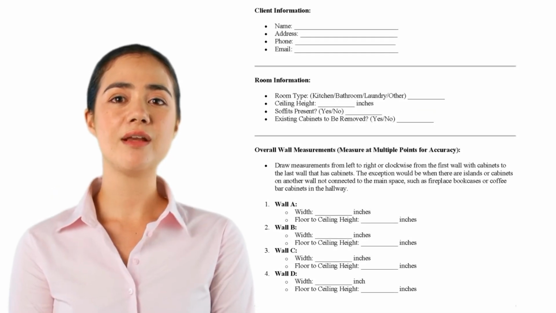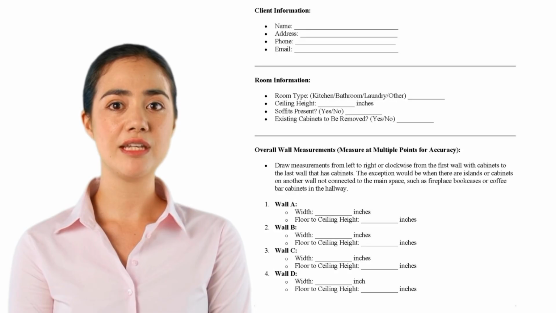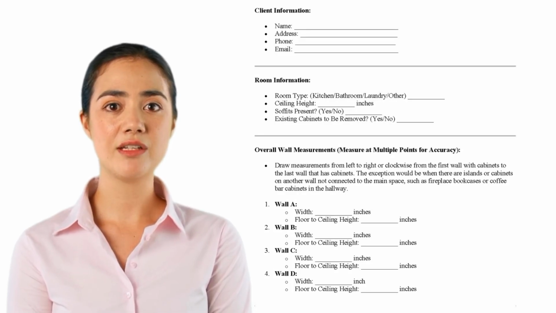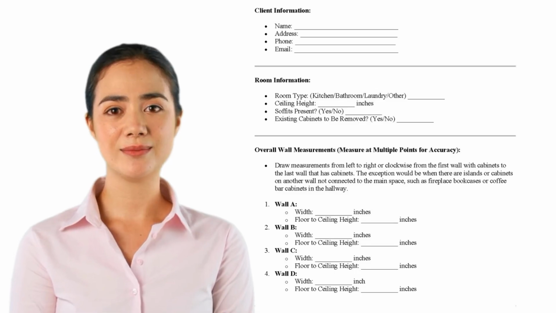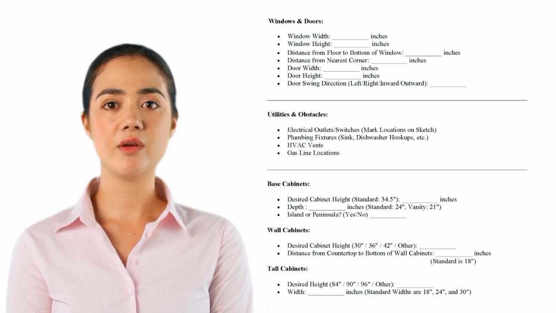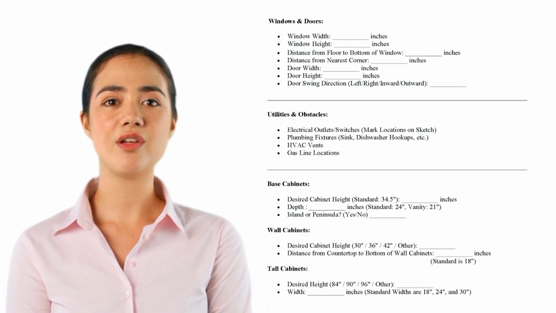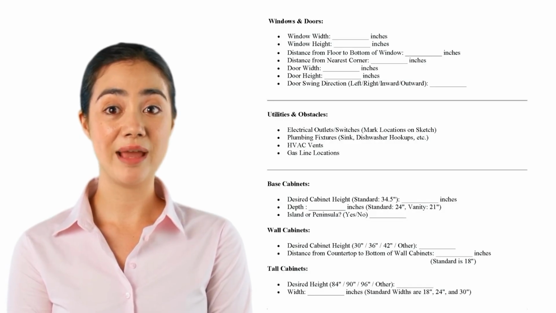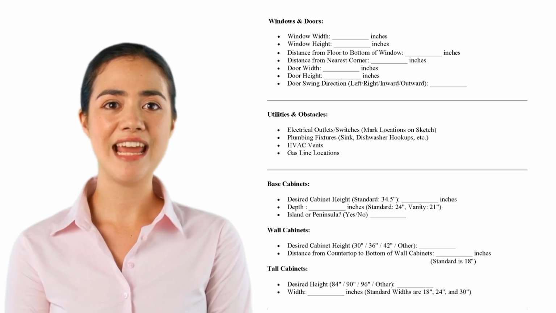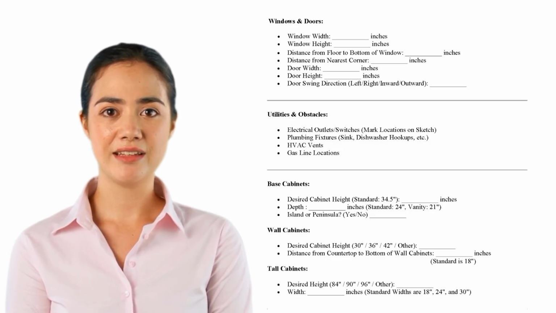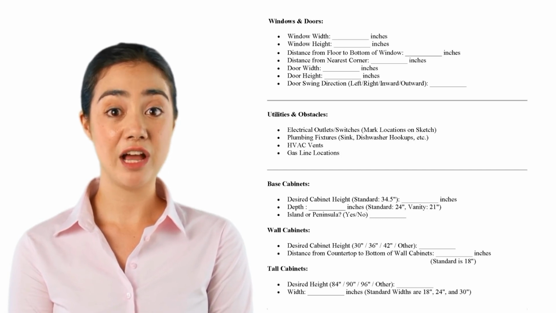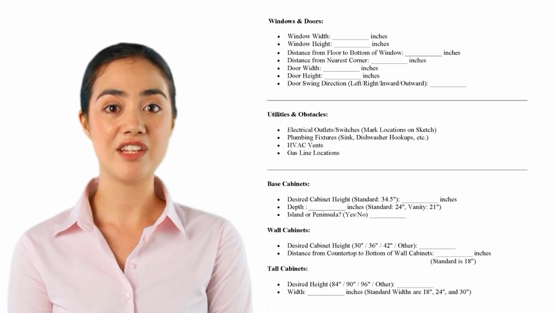Now, start filling out the cabinet measurement form using the sketch as a reference, but also measuring again to verify everything is accurate. Measure windows, doors, and any other obstructions that may interfere with cabinet placement. Specify your preferred wall cabinet height and tall cabinet height. The top of the wall cabinets, by default, will be the same as the top of the tall cabinets.